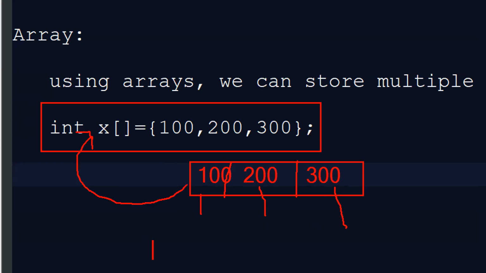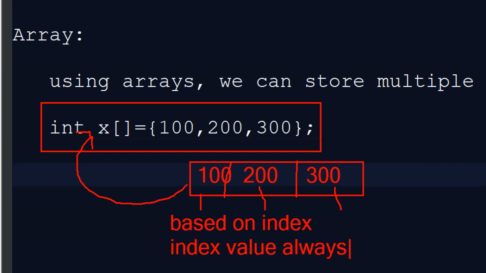Here you need to understand one point. While array values are being stored, based on what are the array values going to be stored? Based on index. The index value always starts from where? The zeroth location. So here it is available in the 0th location, this one is available in the first location, and this is stored in the second location. For example, now if I want to access this 200, how can you access it? Tell me.